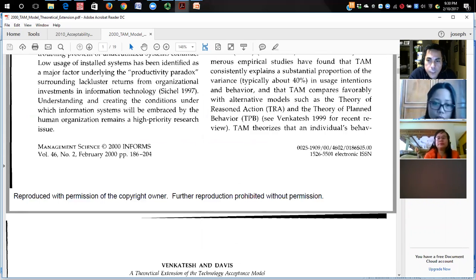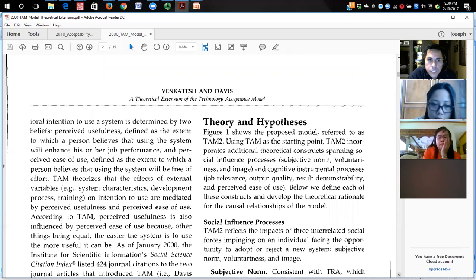TAM theorizes that an individual's behavioral intention to use is determined by two beliefs. The two are perceived usefulness and then the ease of use. So it's your perception of how useful this is, and then how easy it is for you to use the technology, are the two determinants of the technology acceptance model.